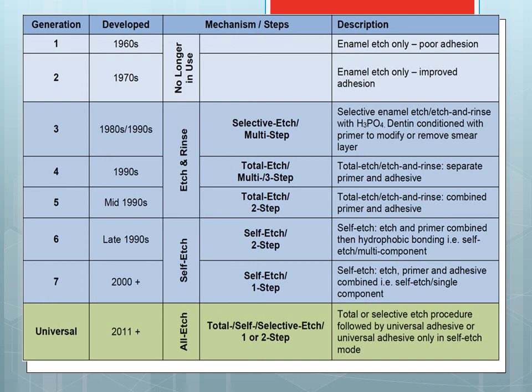So this table basically gives a better idea. In 1960, the first was enamel etch only, they tried to just use composite by first etching the enamel only. They did not apply any adhesive, but that resulted in poor adhesion. Then they improved the etchant, and there was improved adhesion, but however not satisfactory. And then with multi-step, three-step, then two-step, and then finally it was reduced after 2011 into total self or selective etch, which was one or two steps only. It was also known as all etch. So this is a timeline of the dental agents.